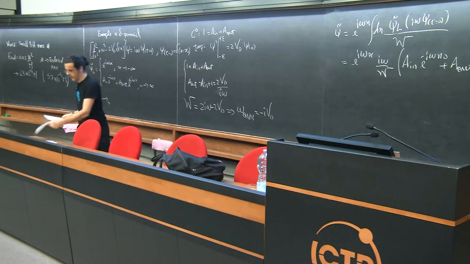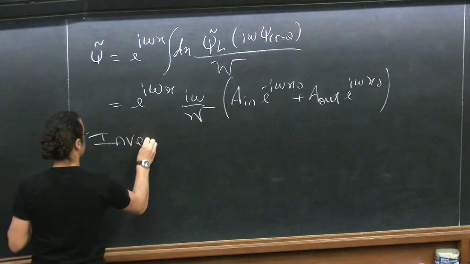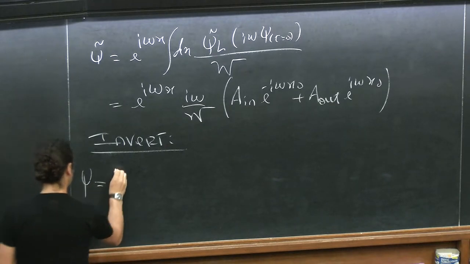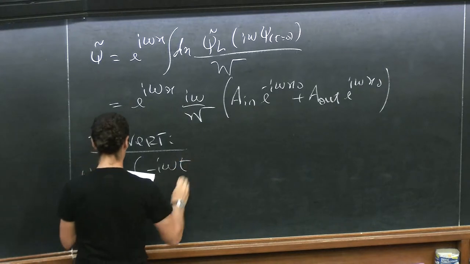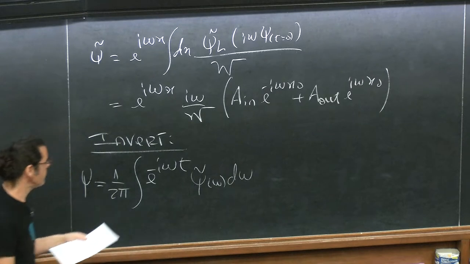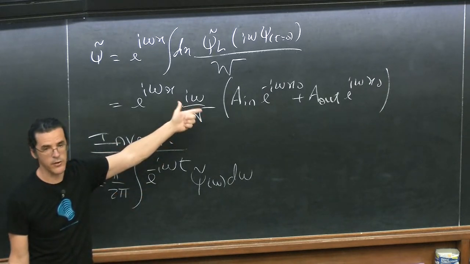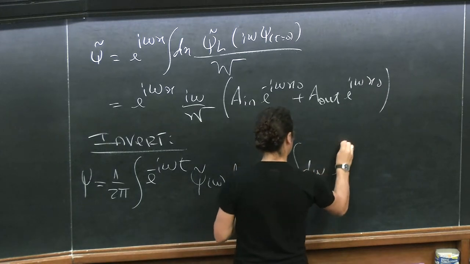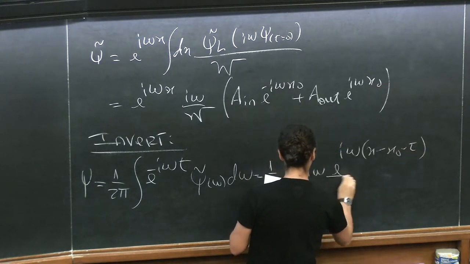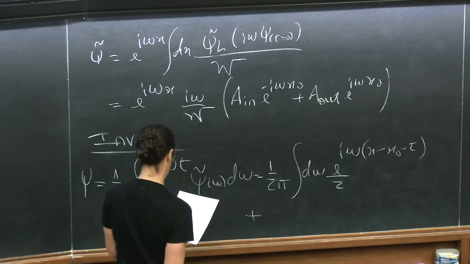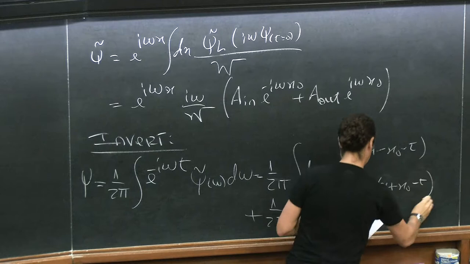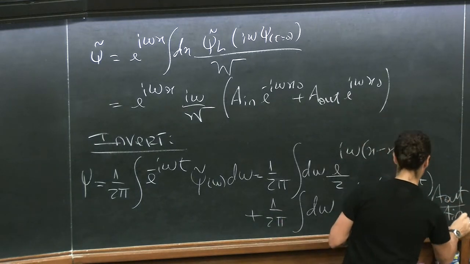We can invert now, right? And if you invert, we need to do an integral in the omega space, in frequency space, so we find psi, the time domain function, is 1 over 2 pi integral of e to the minus i omega t times this guy, d omega. And now we substitute, right? And you see immediately that these integrals are relatively easy, right? So these are 1 over 2 pi integral of e to the i omega (x minus x naught minus t) over 2, plus 1 over 2 pi integral in d omega e to the i omega (x plus x naught minus t) a_out over 2 a_in. Okay?